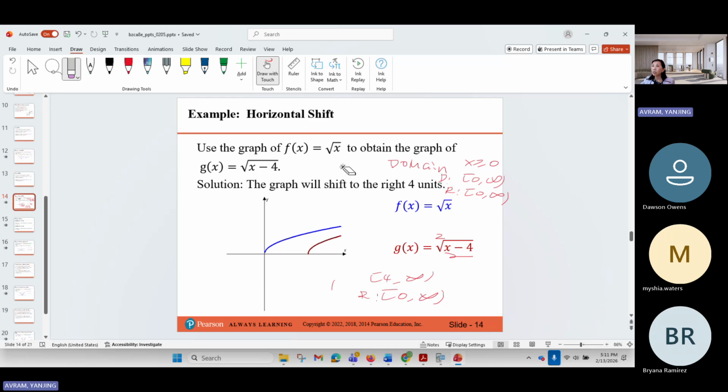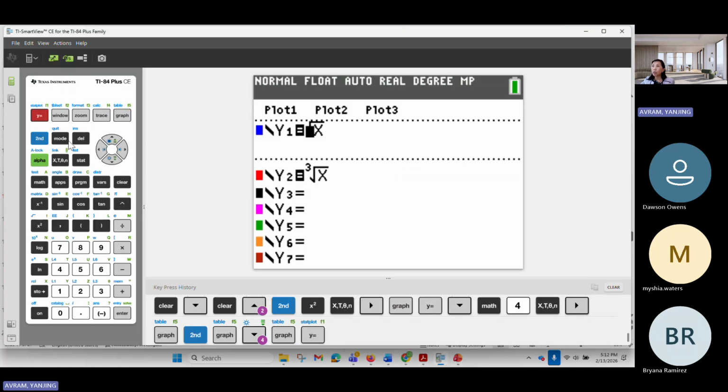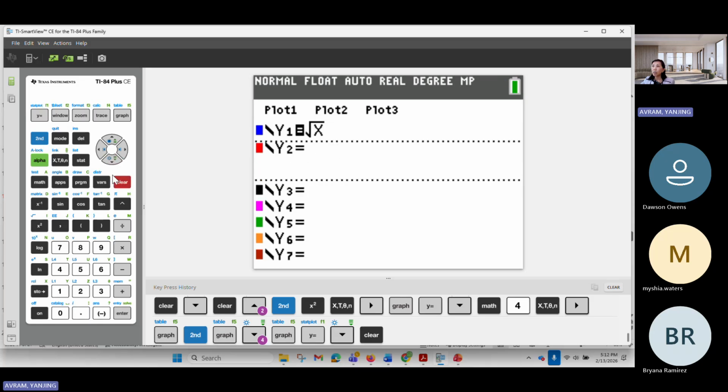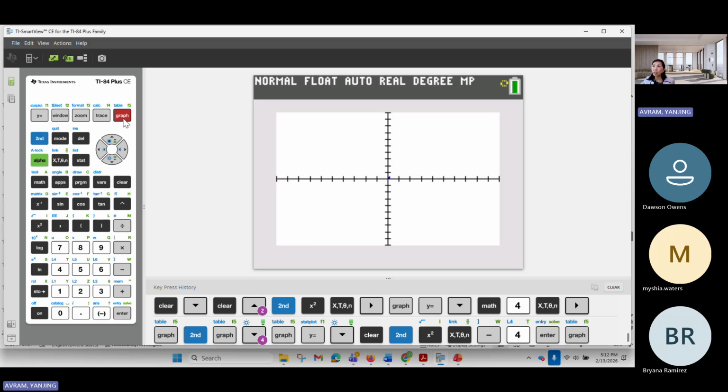So this is a horizontal shift in this case. If you really do not know, you can put it in a calculator and graph them, and it will show you that. So look at this one, square root of x, right? And then we're going to have a square root of x minus 4. Okay, so that is how you look at that.